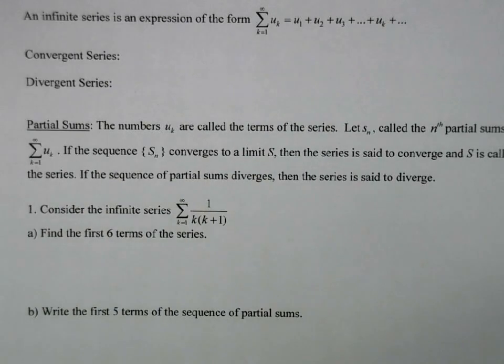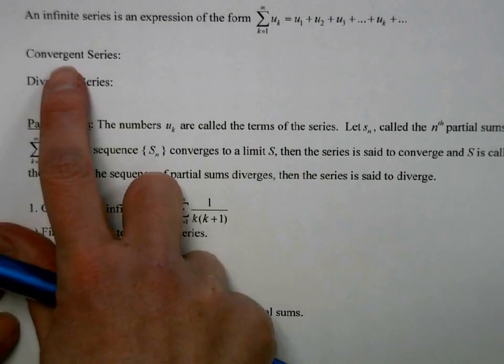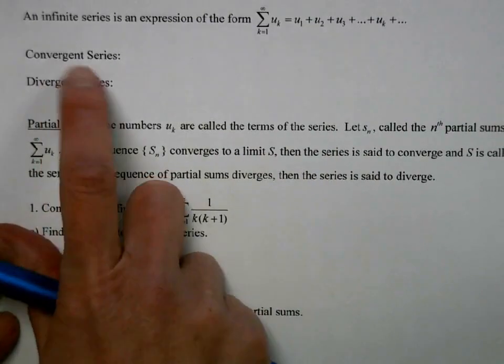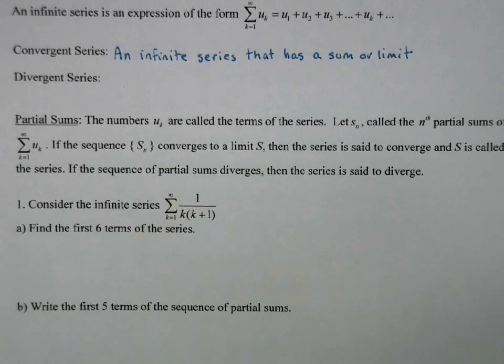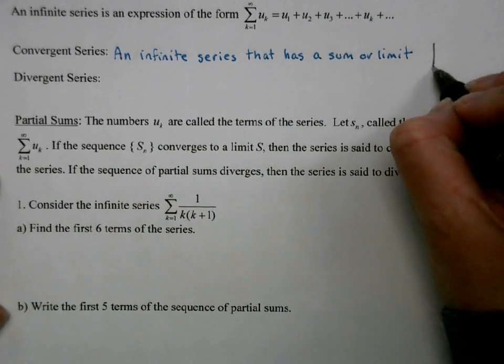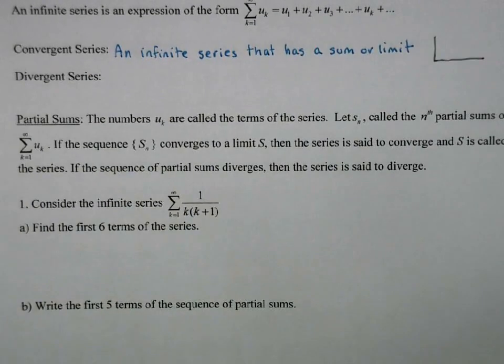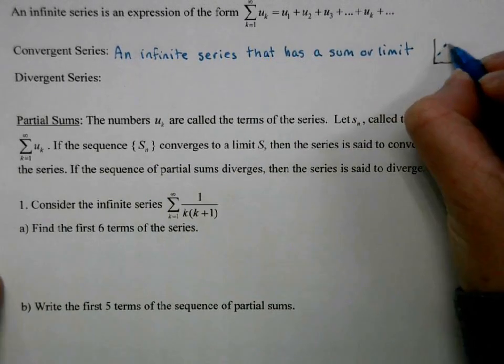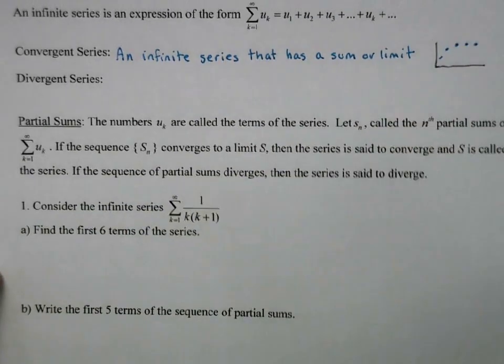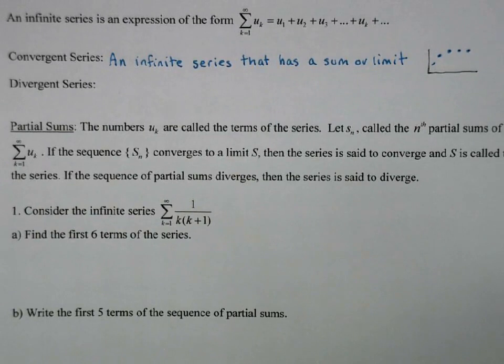We have a special name for whether a series has a sum or does not, and that's whether we consider the series to be convergent versus divergent. A convergent series is an infinite series that has a sum or a limit, and we just saw an example of a convergent series. Graphically, if you were to look at the partial sums, it would level off to some value. Sometimes we'll be able to find that value, sometimes not, but we're mostly interested in whether it has a limit or sum.